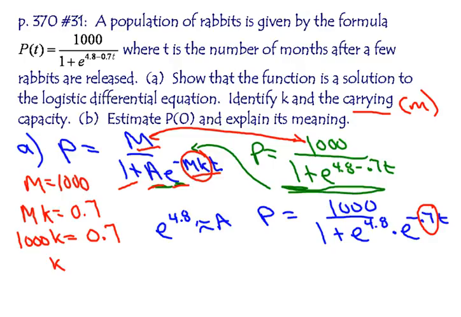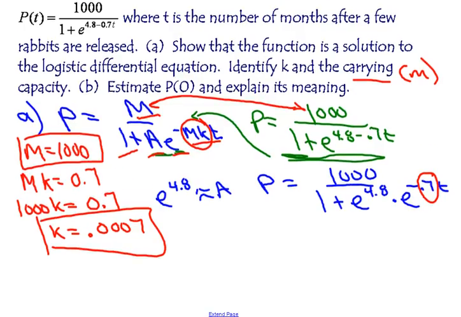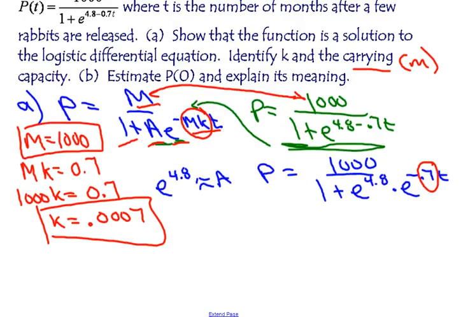So divide it, we move the decimal 3 times. So 0.0007 is our constant. So our carrying capacity is 1,000, and our growth rate, our k growth constant, is 0.0007. All right, now to part B. Can we estimate P of 0? We certainly can. We'll take our solution here.